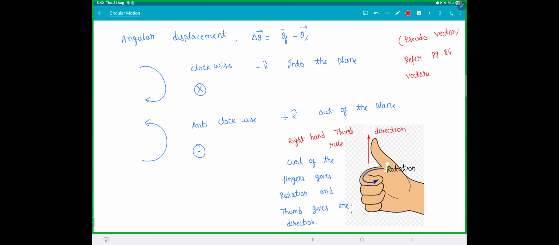So you can check it out. If you have a bottle nearby, take your bottle and observe that. So if you want the cap to come out, I'll use the right hand thumb rule. So I want the cap to come out this way.